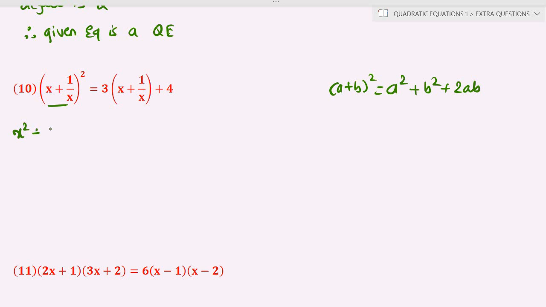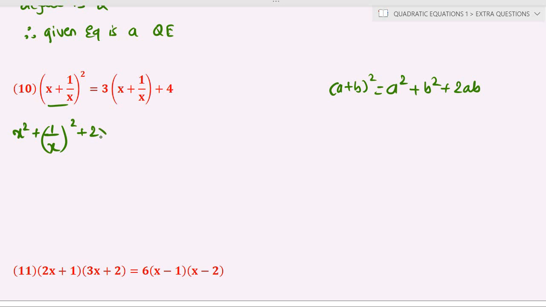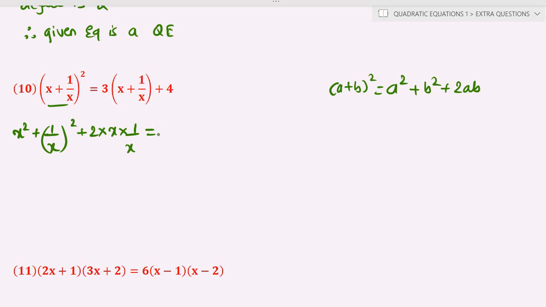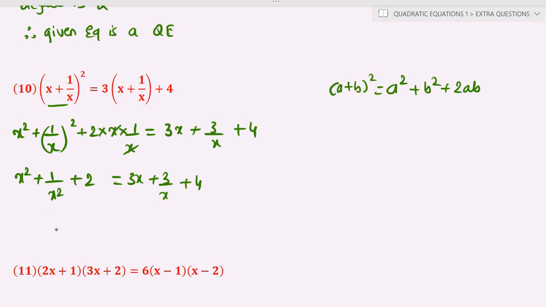That is x² + (1/x)² + 2 into a into b, that is 1/x, which is equal to, you multiply here, 3 into x is 3x and 3 into 1 is 3/x, plus 4. And you get x² + 1/x², here x cancels, plus 2, which is equal to 3x + 3/x + 4. You take everything to the left hand side. What happens here? You take the LCM first here. What is the LCM here?